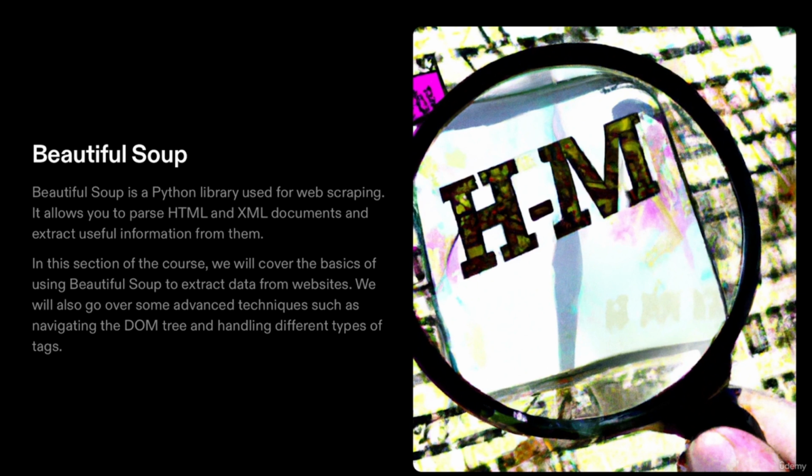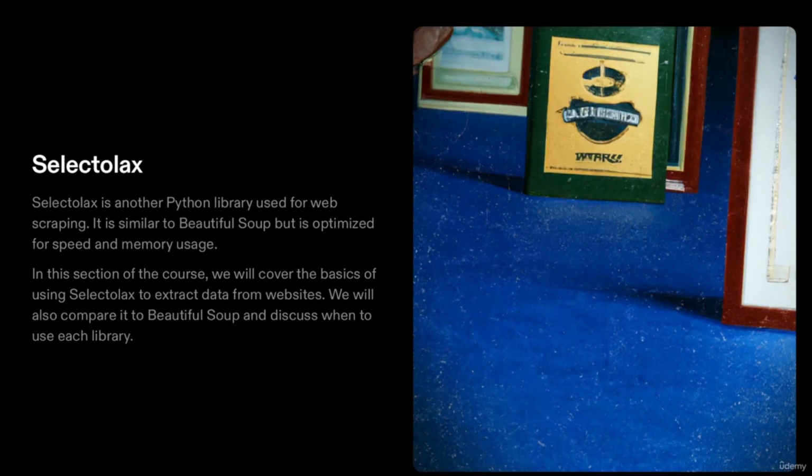Beautiful Soup is a Python library used for web scraping and allows parsing of HTML and XML documents to extract useful information. And this section of the course will cover the basics of using Beautiful Soup to extract data from the websites of choice. We will need to go over some advanced techniques such as navigating the DOM tree and handling different types of tags. Now this will be facilitated using methods and attributes that come from the Beautiful Soup package, which we'll be showing you how to install using the pip command.